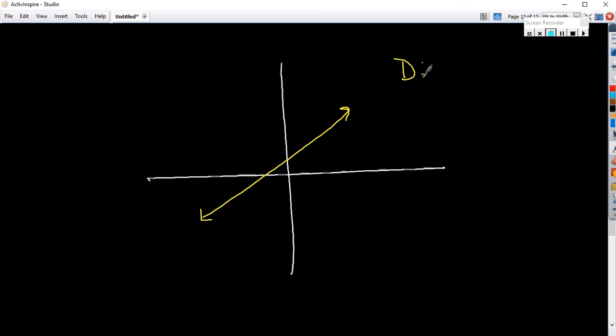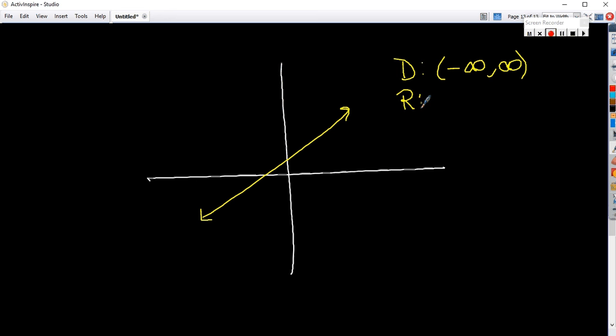In other words, what are all possible x values? Think about it first. What all can x be? Negative infinity to infinity. You're absolutely right. Why? Because it's a line. It goes on forever, left to right, right? There are no restrictions on x. X could be anything in the whole wide world. So the domain is negative infinity to infinity.